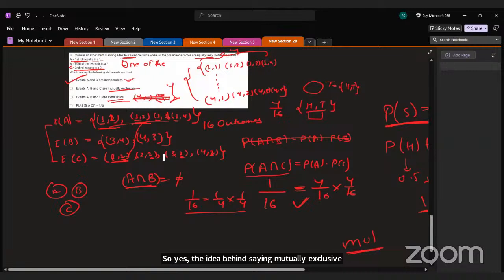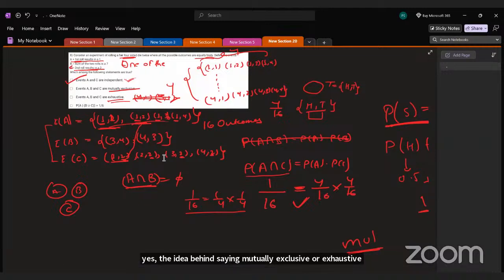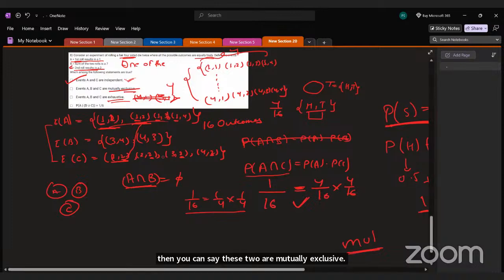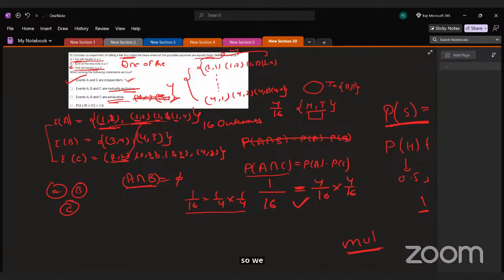Specifically, if we talk about mutually exclusive, at least we have to consider two events. Only then can you say these two are mutually exclusive. Exclusive and exhaustive is a relative term, so we have to consider at least two. Exhaustive can be extended to further outcomes.